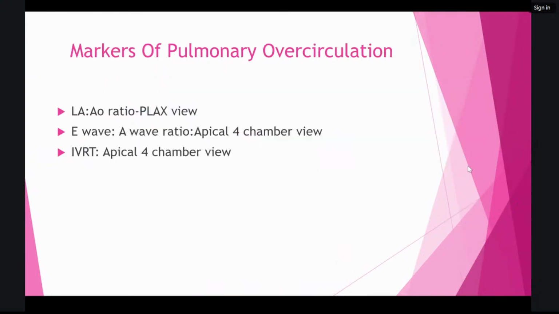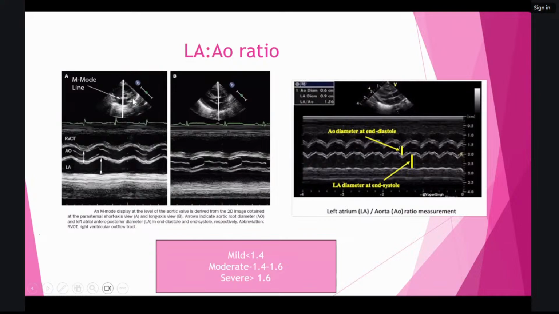Coming to the markers of pulmonary overcirculation, it is LA by AO ratio, which is seen by the PLAX view, EA ratio by the apical four-chamber view, and IVRT by the apical four-chamber view. So as we can see, we put an M mode in the parasternal long axis view, and we see the diameter of aorta at the end diastole and LA diameter at the end systole. So if the ratio is less than 1.5, it is mild. If it is 1.4 to 1.6, it's moderate, and if it's more than 1.6, it is severe.